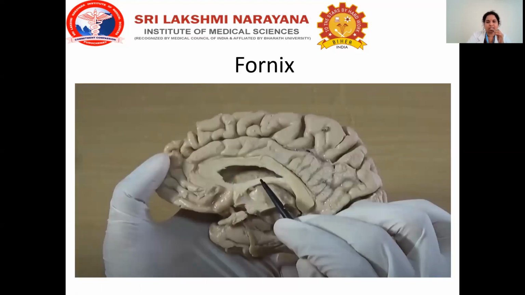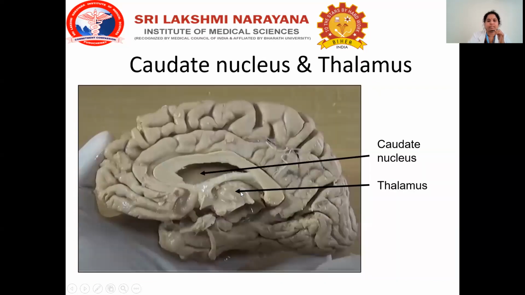Now this is the fornix. The fornix is considered the sole efferent fibers arising from the hippocampus. This is the body of the fornix. Anteriorly, it ends as the columns of the fornix. After opening the septum pellucidum, the third and lateral ventricle cavity shows the caudate nucleus. This is the region of the thalamus. The third ventricle is present between the two thalamic nuclei.